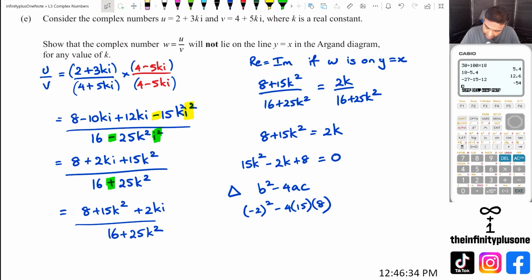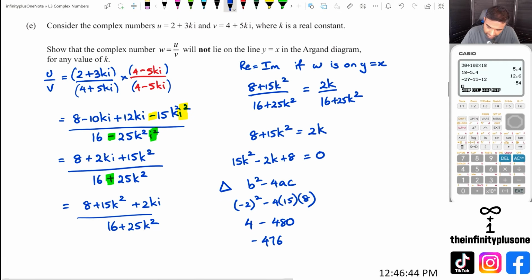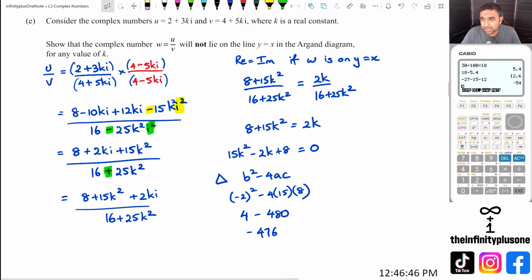And when I do this, I actually get 4. I've got 90. Is it 90? No, 60 minus 80. That's 480. And I'm ending up with negative 476. And I think what this is telling us is that there is actually no value for k where this equation is actually going to work out.